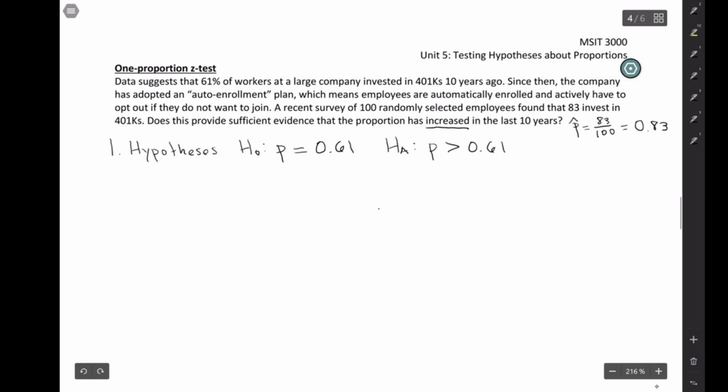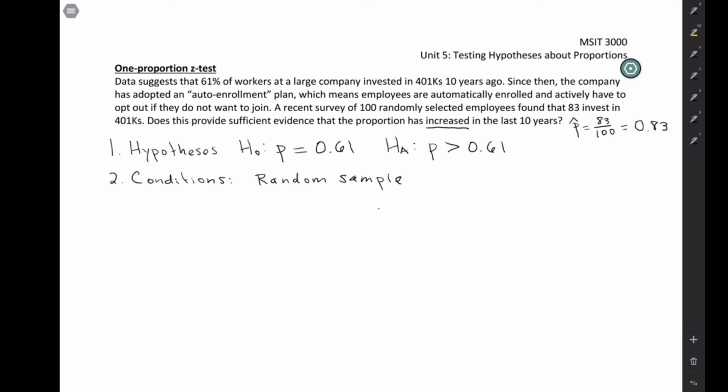Before we get too far, we need to check our conditions. These tell us whether or not it's appropriate to conduct a z-test. So the first one is just that we have a random sample. If we want to generalize to the population, we need a random sample. So again, we can read carefully and we can see that these were randomly selected employees. So we're good on that.